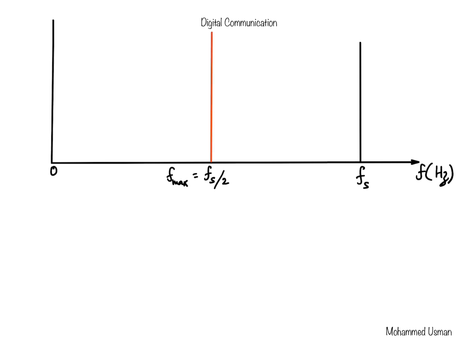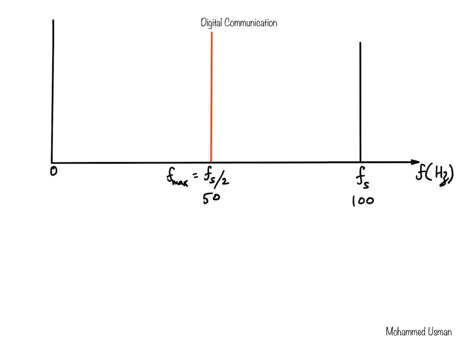And to understand this better, let me assign some values to these parameters. So let's say our system has a sampling rate of 100 samples per second. A better unit for the sampling rate is samples per second. In that case, the maximum frequency that can be applied to such a sampler would be fs by 2, which is 50 hertz. So any frequency above 50 hertz would cause aliasing.